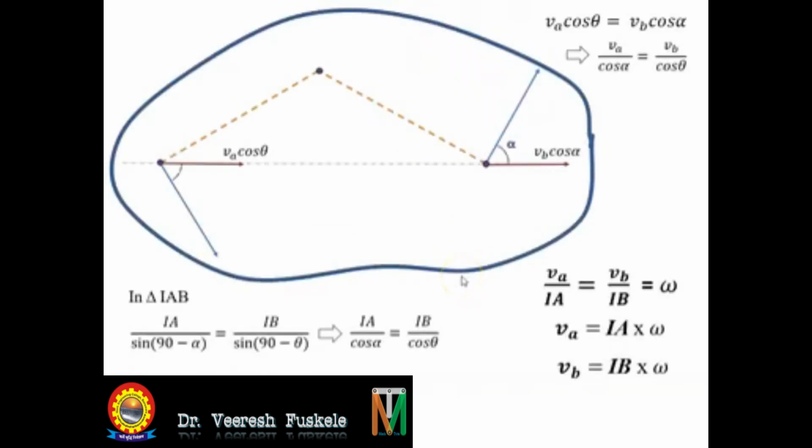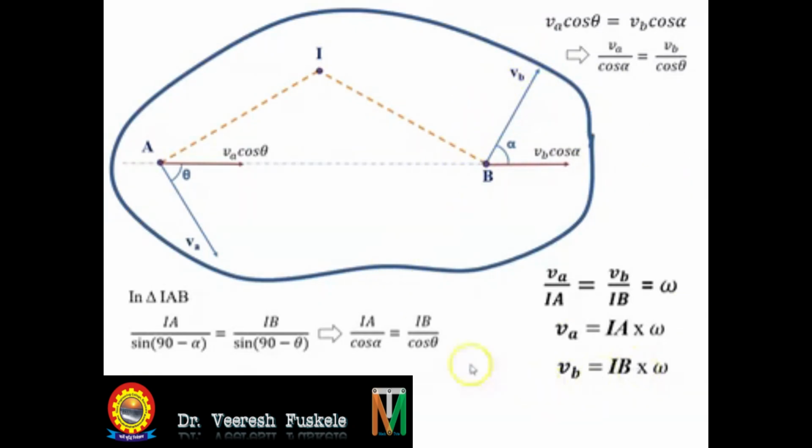Next, we now try to prove the existence of the IC for a rigid body under plane motion. Suppose we consider a body which has 2 points A and B, and the velocity of point A is at an angle of theta degrees with the horizontal and its magnitude is VA, and suppose the velocity of point B is at an angle alpha with the horizontal and its magnitude is VB.